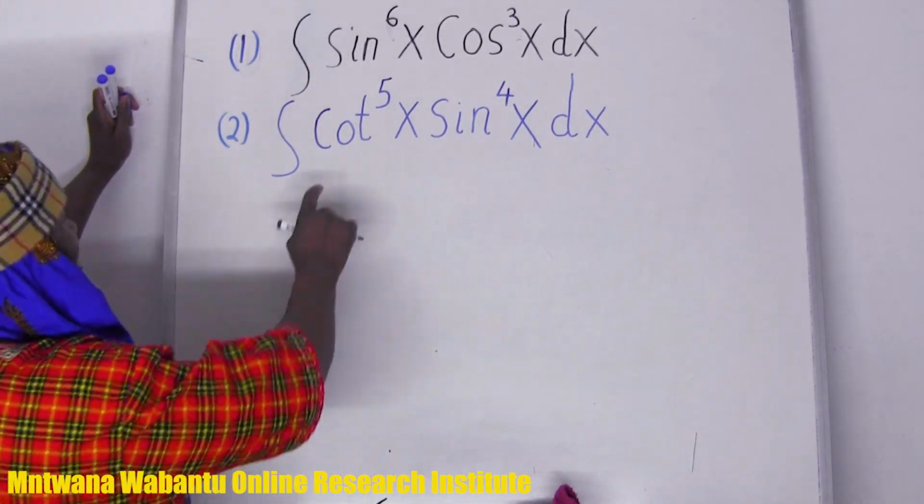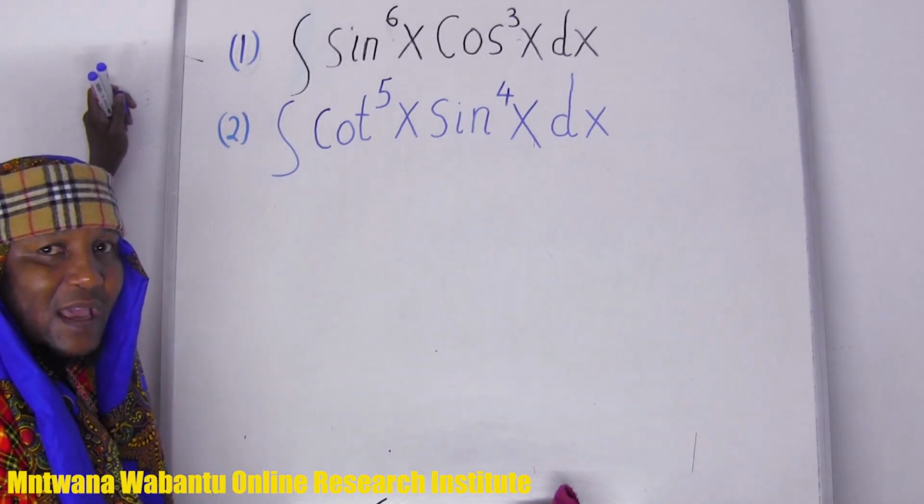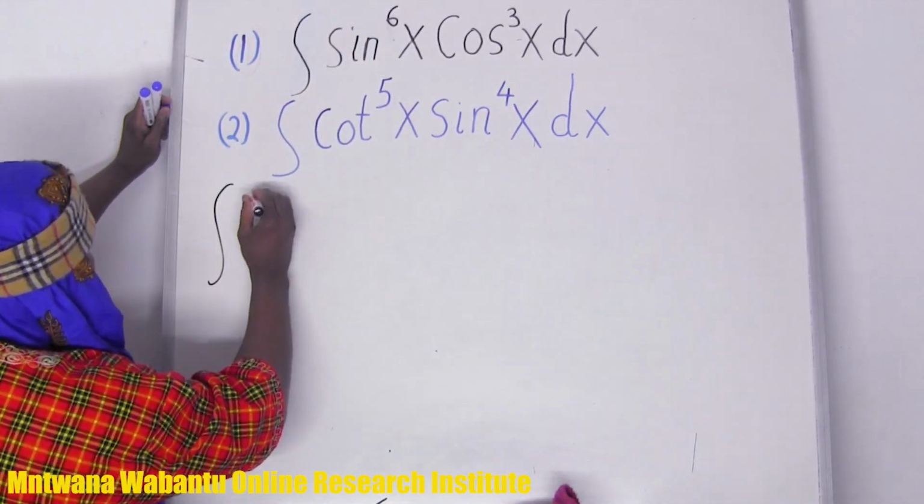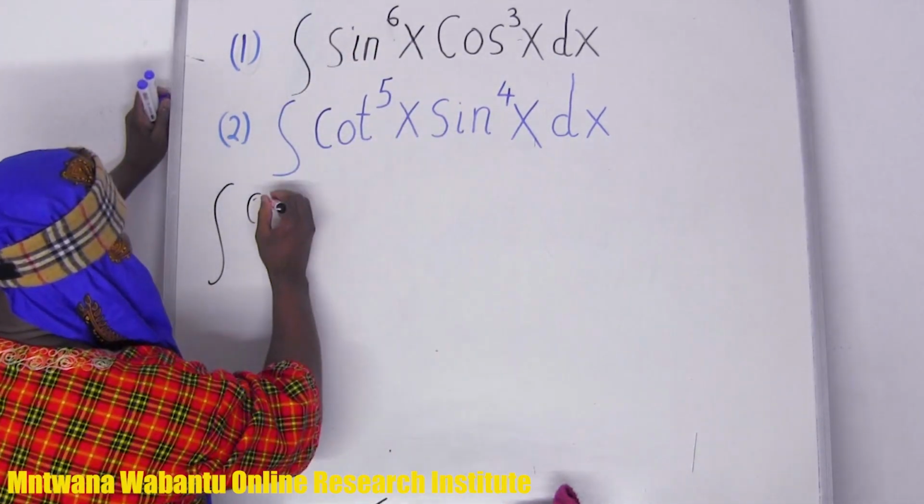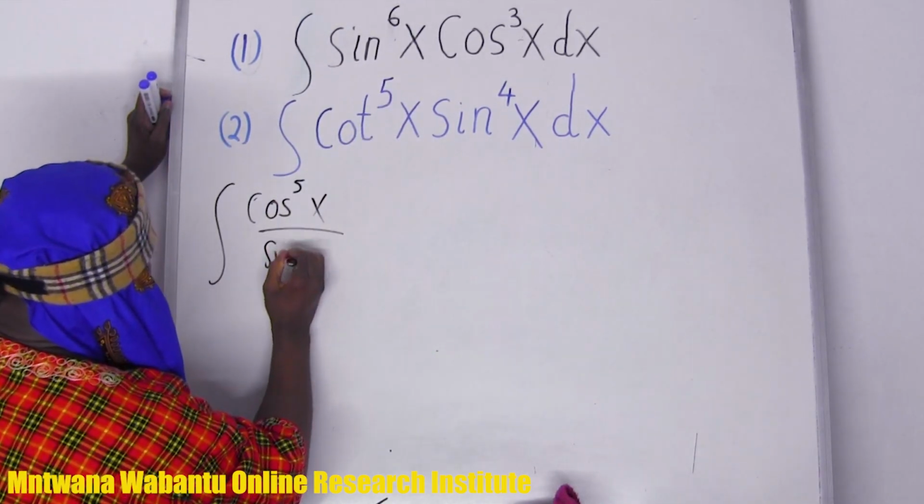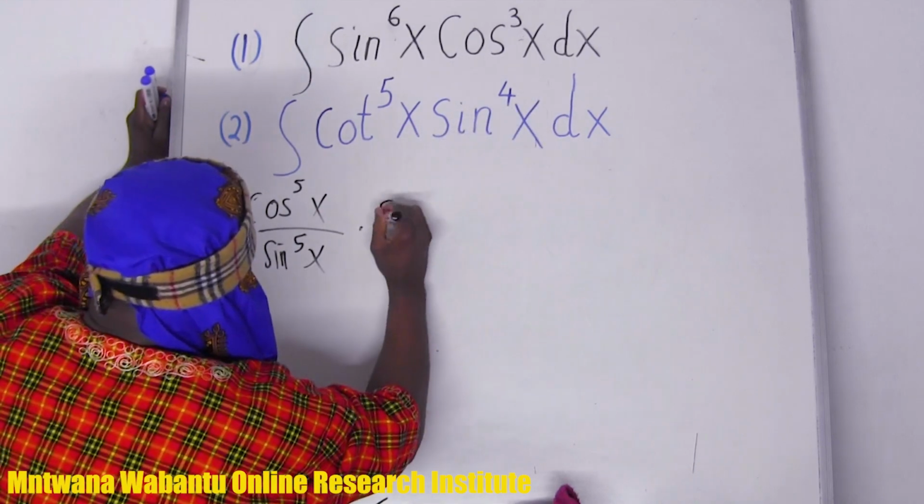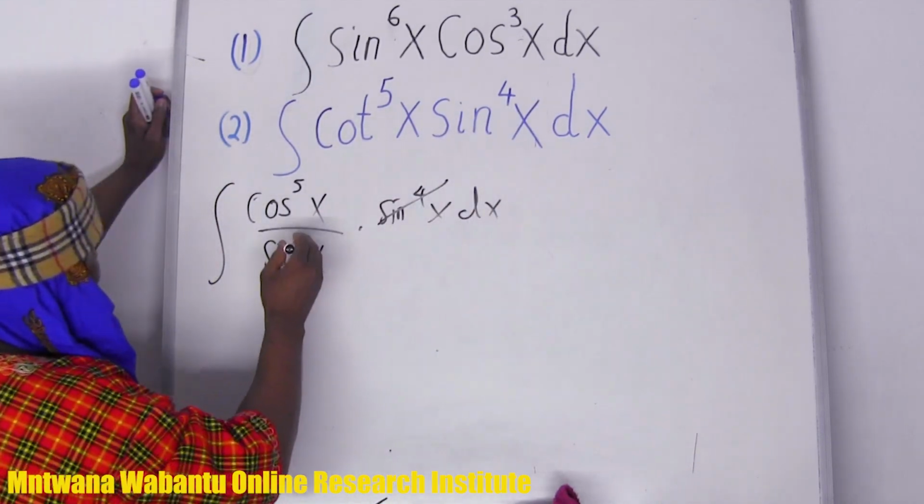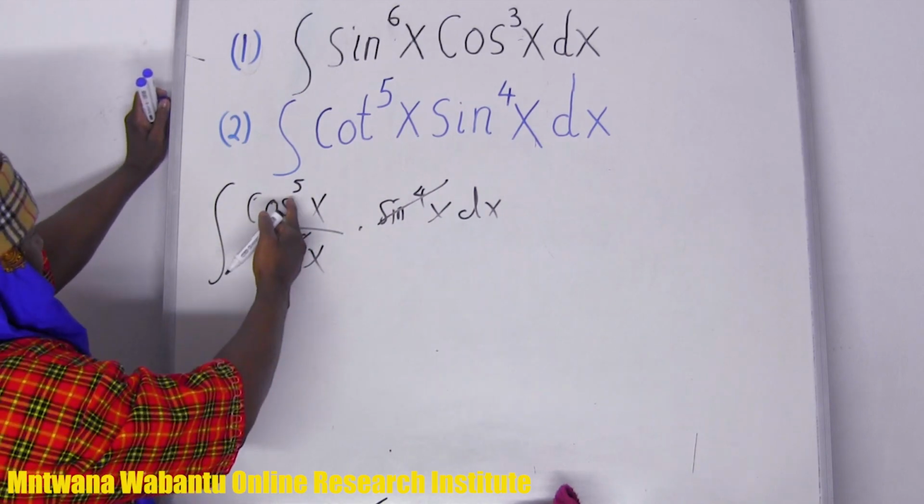First and foremost, I know I have to break down cot. What does cot mean? Cot means cos over sine. So I'm going to say my integral of cos 5x over sine 5x, and then this times sine 4x dx. Look, 4 sine and 4 sine cancel, so we're left with cot power 5.